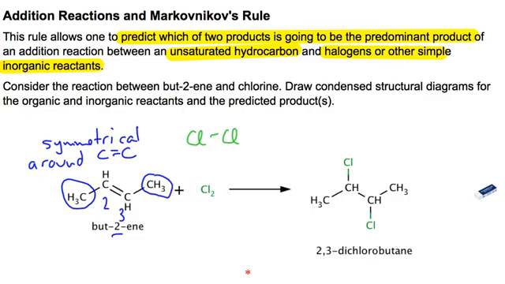There's only one possible product. One of those chlorines gets attached to one of the carbons, and the other chlorine gets attached to the other carbon of the double bond. There's no other way around that one. So we only get a single possible product here.